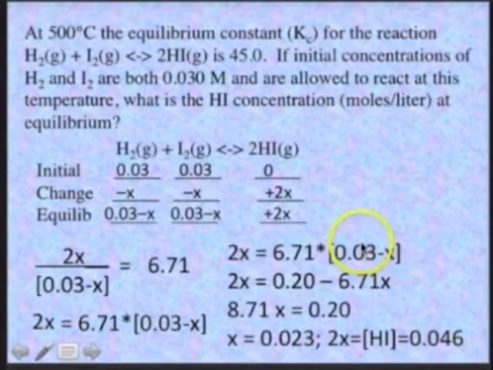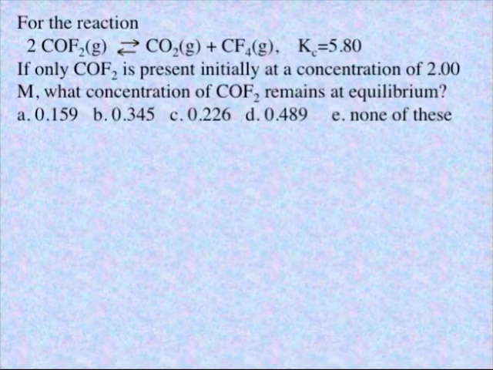So we did this even though K was a large number. Because we had both square terms in the numerator and denominator, we could take the square root of both sides of the equation and get rid of the square terms. Okay, for the reaction COF2 forms carbon dioxide and CF4, the K is 5.8. If only COF2 is present initially at a concentration of 2 molar, what's the concentration of COF2 at equilibrium? Try it and come back, we'll discuss it.